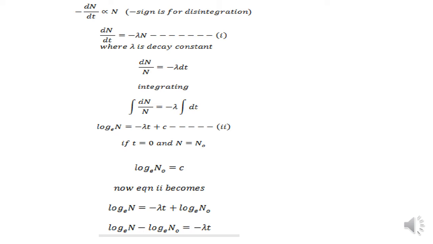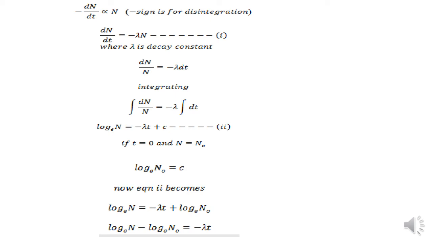Then we get log n to base e is equal to minus lambda t plus c. Now considering the initial conditions, that is when time t is equal to 0, when the disintegration has started, let n0 be the number of atoms present. Then substituting, we get the constant c as log n0. Now substituting in equation 2, we get log n to base e is equal to minus lambda t plus log n0 to base e.